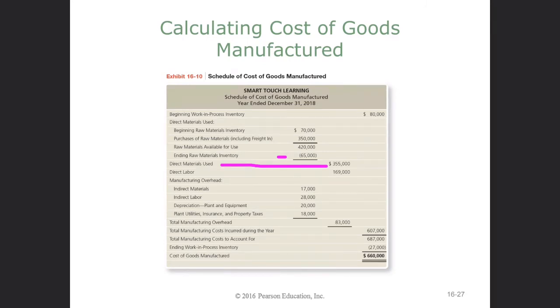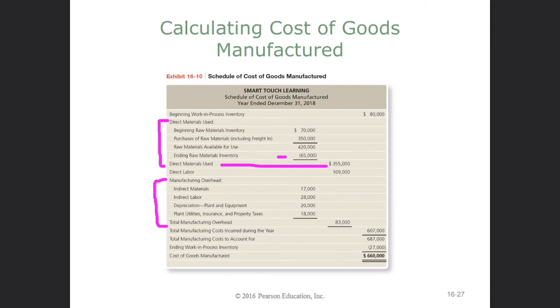And then we also have our direct labor and our total manufacturing overhead. This is going to show us how to calculate that. So this was our direct materials, and this is our manufacturing overhead. For our manufacturing overhead, we have our indirect materials of 17,000, our indirect labor of 28,000, depreciation on our plant and equipment of 20,000, our plant utilities, our insurance, and our property taxes, which are 18,000. All of those together total our total manufacturing overhead, which is 83,000.